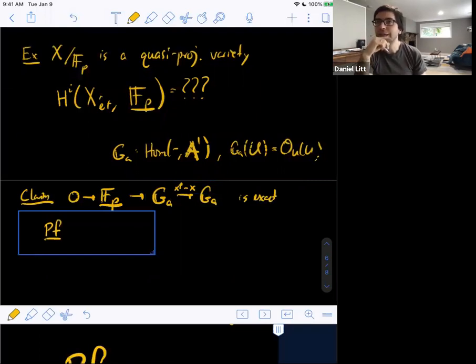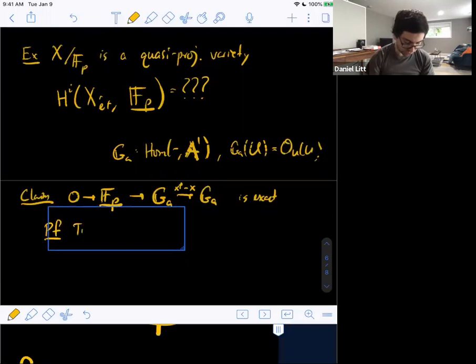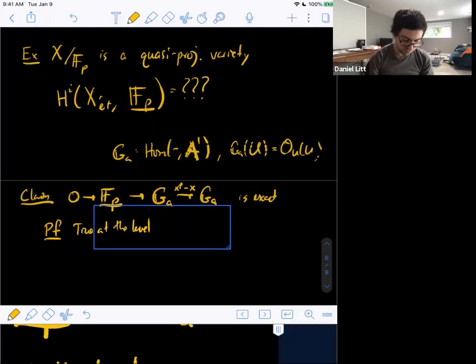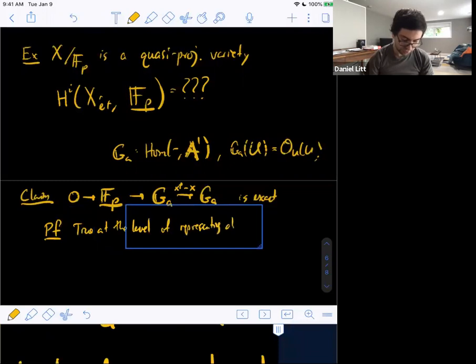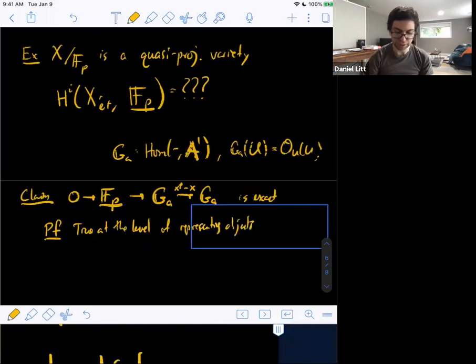Yeah, it's kind of like the exponential exact sequence. So this is called the Artin-Schreier exact sequence. The proof is just that this is true at the level of, well, you can say it's true at the level of representing objects, depending on how you think about things. Or you can just check it directly. Like, what do you need to check?